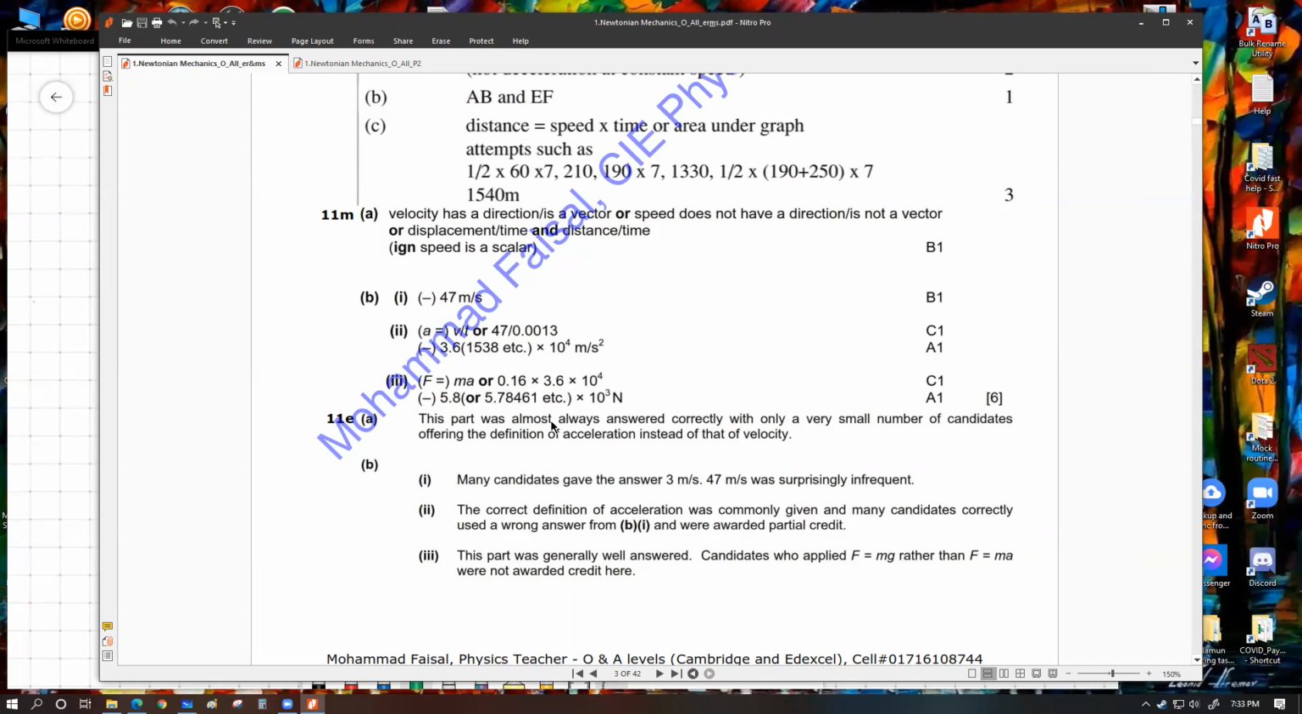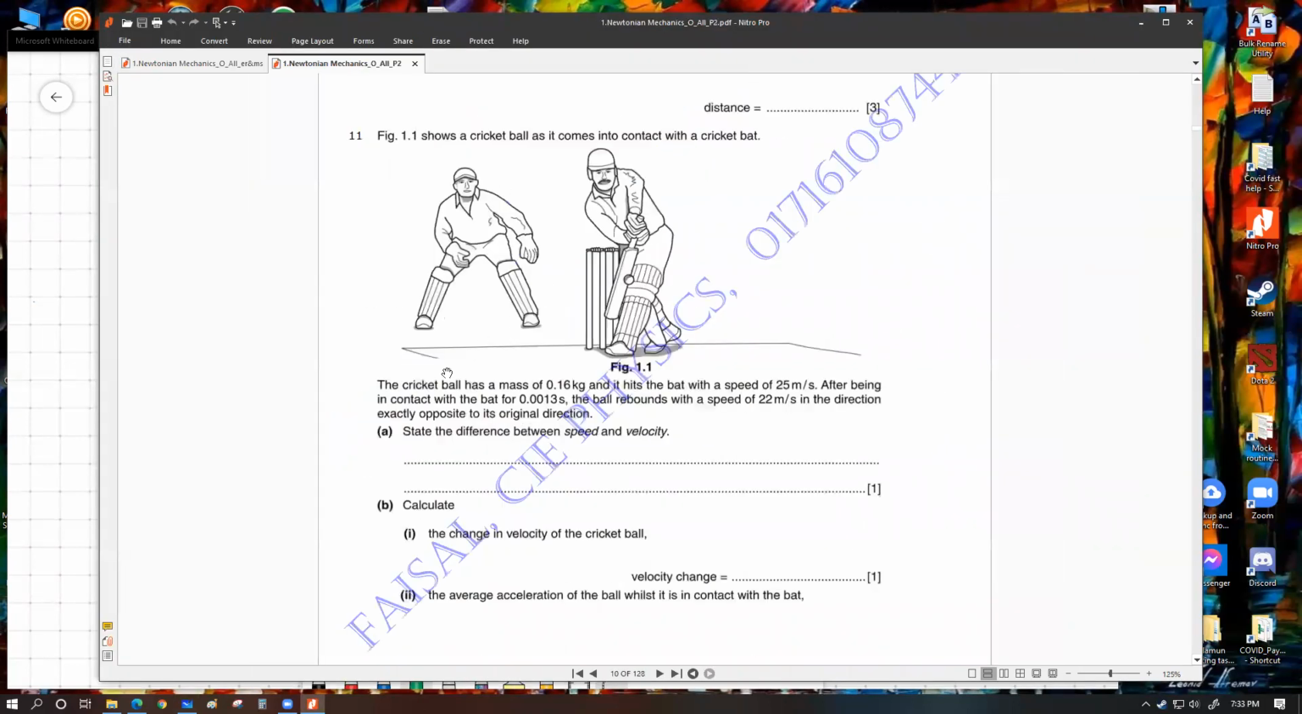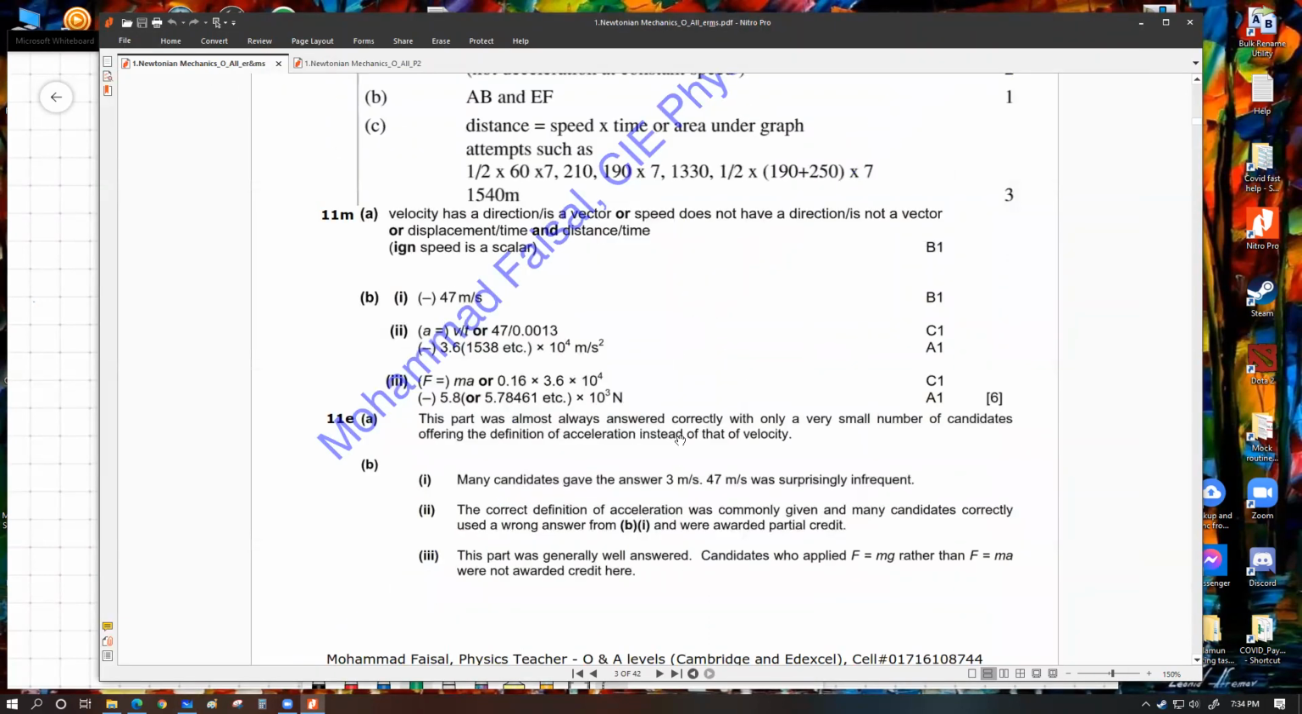This part was almost always answered correctly, with only a very small number of candidates offering the definition of acceleration instead of that of velocity, which means this first question that we had, stating the difference between speed and velocity, was in most cases correctly answered, because it was a 1-mark question. So if you write the definitions properly, you still score the mark. If you write the mathematical expression that speed is distance over time, velocity equals to distance over time, you still score the mark. So scoring this 1 mark was not a big deal. As per the examiner's report, pretty much everyone scored this mark.